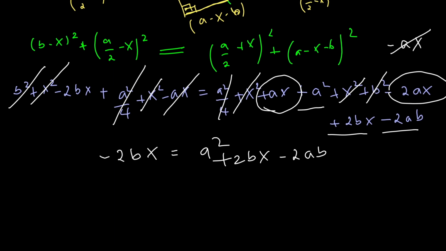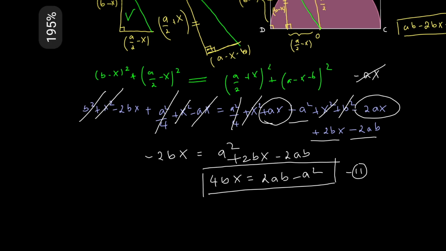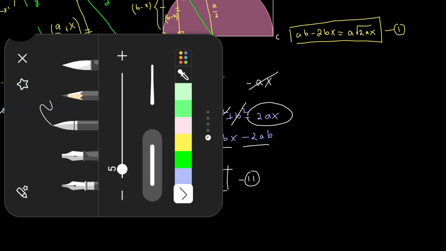Simplifying this thing will give me the value of 4bx equals 2ab minus a square. And here comes the end of the second part of the solution, and this is the second important equation. Recall the first important equation. This was the first important equation, and now we have the second important equation. Now let us combine this thing.